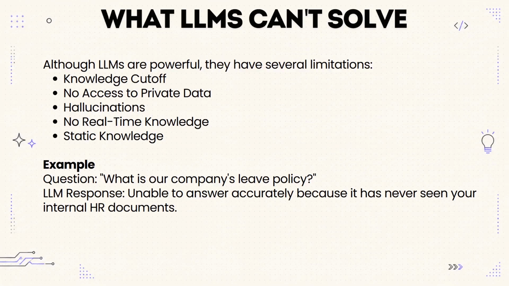And finally, LLMs can hallucinate as well. That means they will sometimes generate answers that sound convincing but are completely wrong. These limitations create a huge challenge for enterprise AI applications. So now how do we solve them? First, let's look at one traditional solution which is called fine tuning.